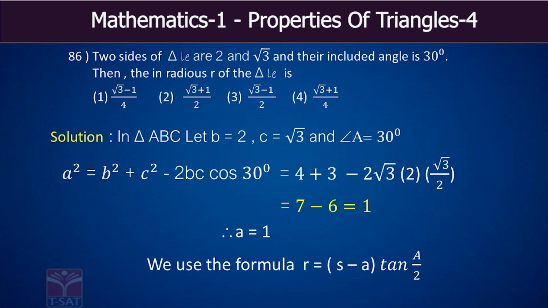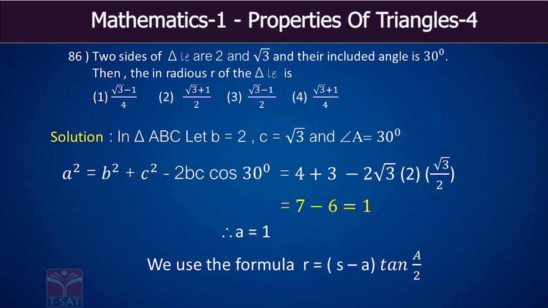In triangle ABC, let b is equal to 2 and c is equal to root 3, and angle A is equal to 30 degrees. So by using the cosine formula, a square is equal to b square plus c square minus 2bc cos 30. If you substitute the values, you will have a square is equal to 7 minus 6. So therefore a is equal to 1.